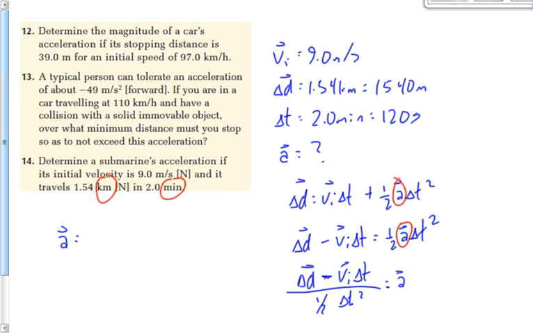D is 1540 minus 9.0 times a time of 120 over a half as 120 squared. Boy, we really want to pull up the calculator for this one.